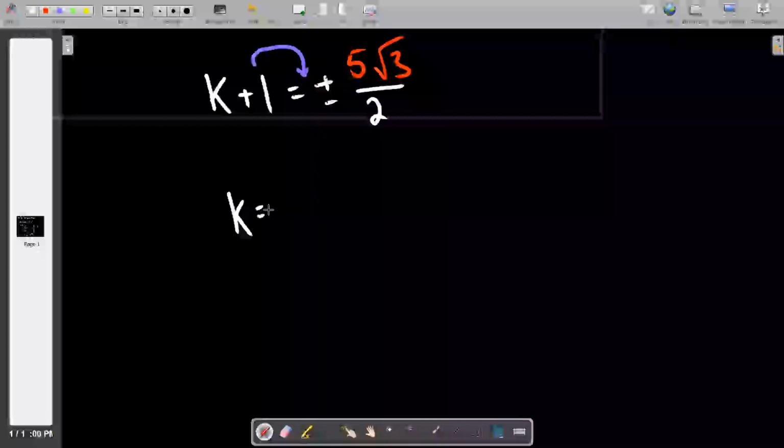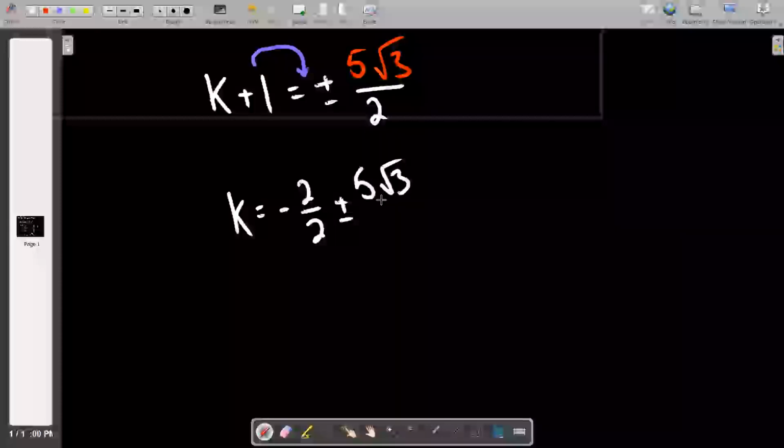Right. And I want you to watch what I'm about to do. It's hard sometimes to speak one thing and write something else. You should try it sometime, but here it goes. I'm going to say k equals -1 plus or minus 5 root 3 over 2.